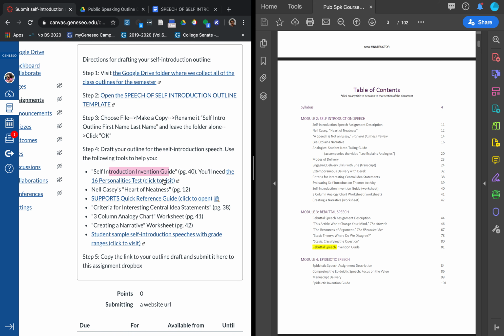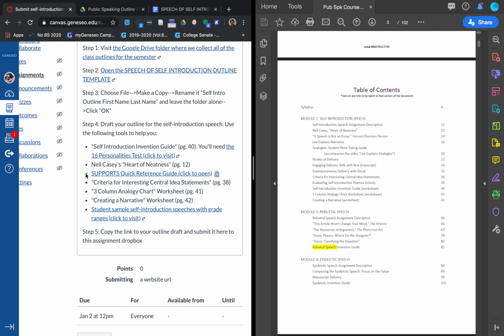We looked at Nell Casey's Heart of Neatness as a really ideal sample, something we can aspire to that's really beautifully done, but it has the weaknesses of an essay. So we also want to use our student samples as different kinds of motivation. And then these 3 bullet points: the supports, and the criteria for interesting central idea statements, which we already talked about. So on this video, we're going to talk about the supports, the analogy, and the narrative. And the pages refer to where they are in the course pack.